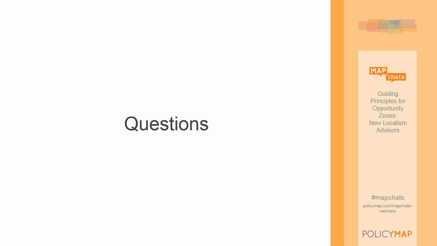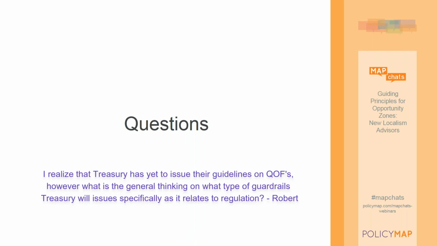So I'm going to start with a question that we received from Robert. This question relates to regulation, and it requires Jeremy to do a little prognosticating and forecasting. Robert says, I realize that the Treasury is yet to issue their guidelines on qualified opportunity funds. However, what's the general thinking on what type of guardrails Treasury will issue specifically as it relates to regulation?